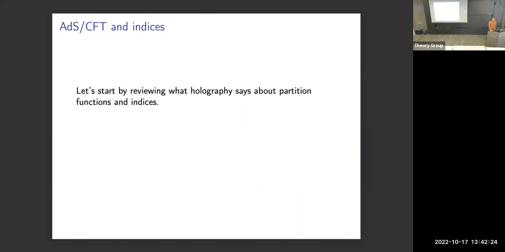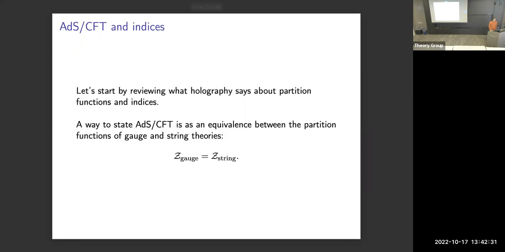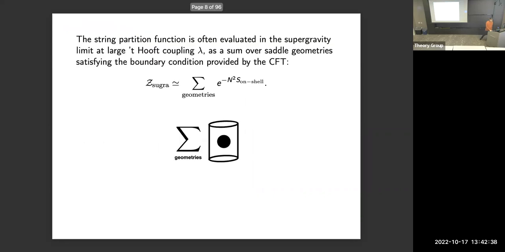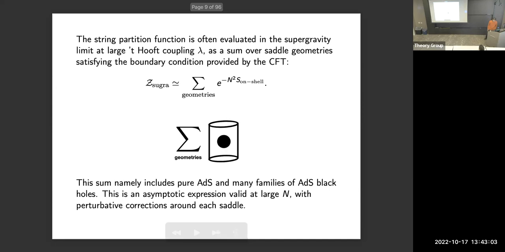So let's start by reviewing what holography says about partition functions and indices. A way to state AdS/CFT is as an equivalence between the partition functions of gauge and string theories. And the string partition function is often evaluated in the supergravity limit at large 't Hooft coupling, lambda, as a sum over saddle geometries which satisfy the boundary condition provided by the CFT. So in many cases, generically, there'll be sums over different black hole configurations. This sum namely includes pure AdS and many families of AdS black holes. And this is an asymptotic expression, which is valid at large N, with perturbative corrections around each saddle.